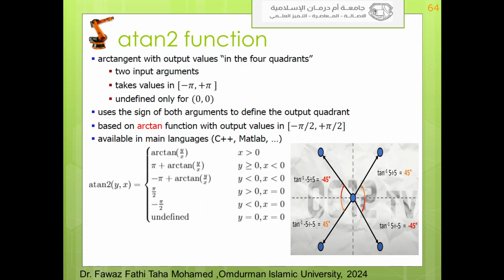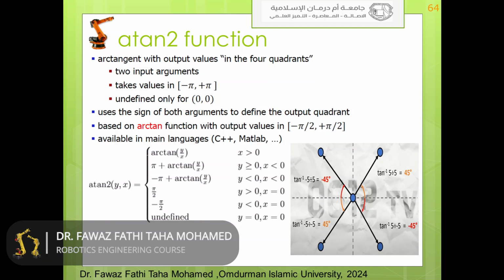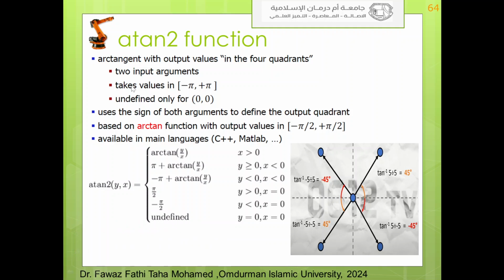Here we take a look at the importance of the atan2 function, the difference between atan2 and tan inverse, and how we can calculate the output of atan2 by hand. The atan2 takes values from minus pi to plus pi, so it covers the whole range of the x-y axes from 0 to 360 degrees, instead of the output of arctan, whose values are between minus pi over 2 and plus pi over 2.